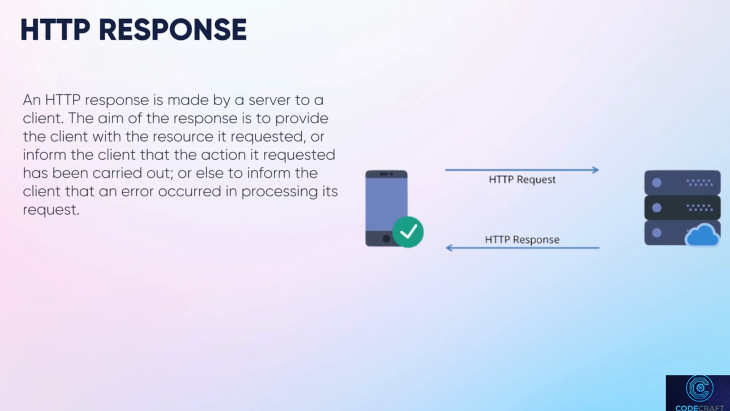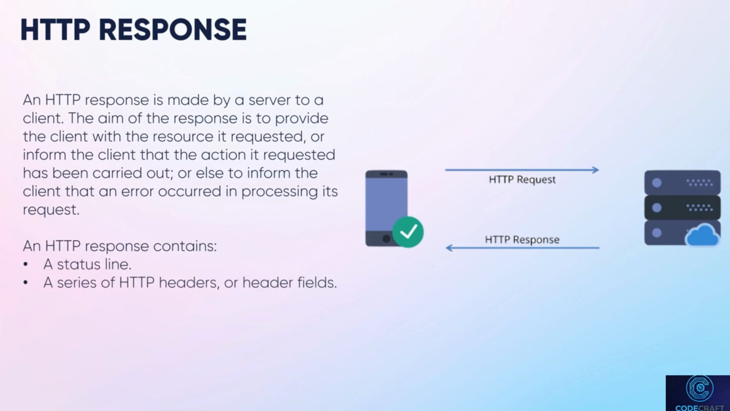An HTTP response is made by a server to a client. The aim of the response is to provide the client with the resource it requested, or inform the client that the action it requested has been carried out, or else to inform the client that an error occurred in processing its request. An HTTP response contains a status line, a series of HTTP headers or header fields, and a message body, which is usually needed. The status line.